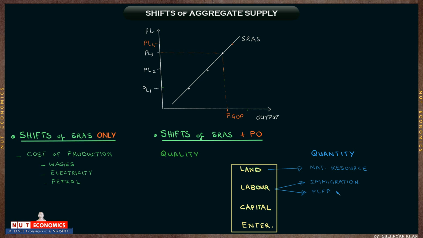Because in developing countries, most of the females don't formally work; they are not part of the labor force. So if you can somehow encourage more women to start joining the labor force, to start working, then the amount of labor will increase, and again, potential GDP, the PPC, as well as the short-run aggregate supply curve, will shift to the right.